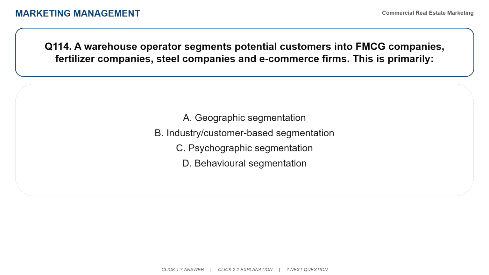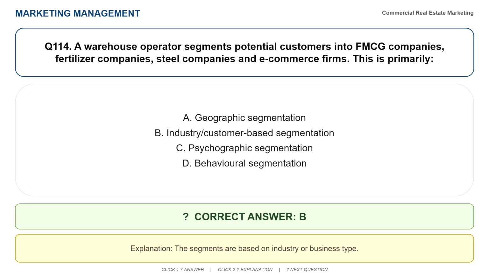Question 114. A warehouse operator segments potential customers into FMCG companies, fertilizer companies, steel companies, and e-commerce firms. This is primarily: Option A, geographic segmentation. Option B, industry/customer-based segmentation. Option C, psychographic segmentation. Option D, behavioral segmentation. The correct answer is B. Explanation. The segments are based on industry or business type.